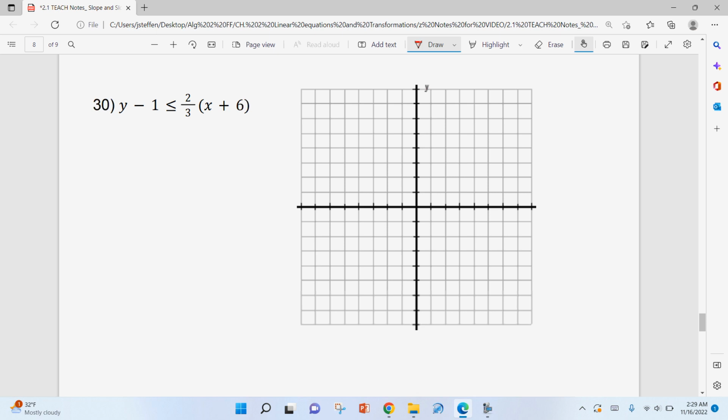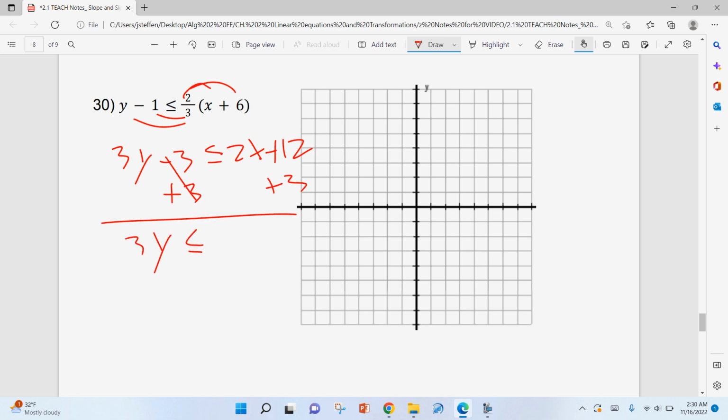This one, you won't have a lot of these, but again, putting it in slope-intercept form, we have 3y minus 3 less than or equal to 2x plus 12. Again, several ways to do this one, but this is the way I'm going to do it. If you want to know a different way or if you have questions about a different way, let me know. I can definitely answer those. But I'm going to stick with this way as far as the whole class instruction.